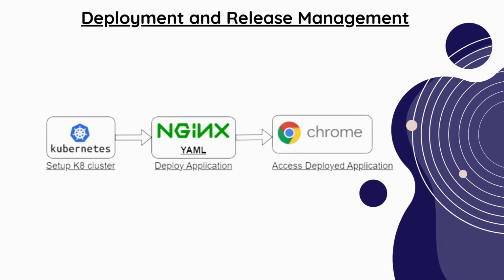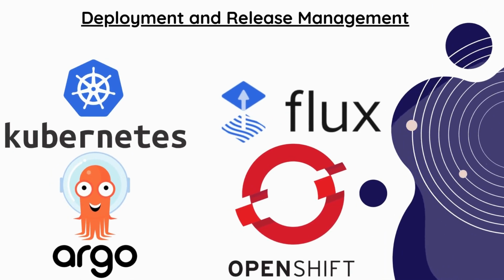Examples of these tools are Spinnaker, AppDynamics, Kubernetes, OpenShift, Flux and Argo CD. There are other tools as well which help in deployment and release management. But as a DevOps engineer, these things should be known, along with how to do them.